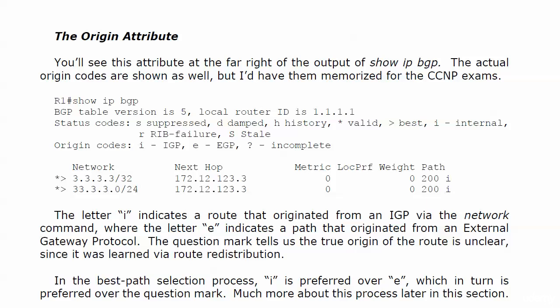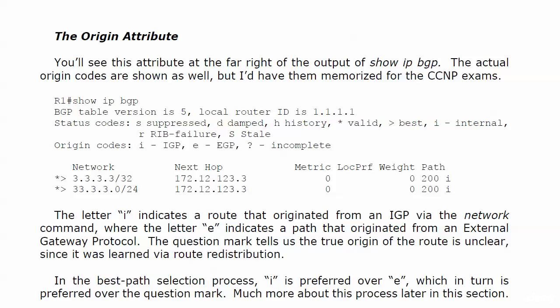Now, the actual origin codes are shown as well in the origin codes row under show IP BGP. I would definitely have these down cold for the CCNP exams, and they're very straightforward, nothing confusing here. For the origin code you either have an I, indicating an IGP via the network command, and that's how we got those two routes in there. E for EGP, that indicates a path that originated from an external gateway protocol.